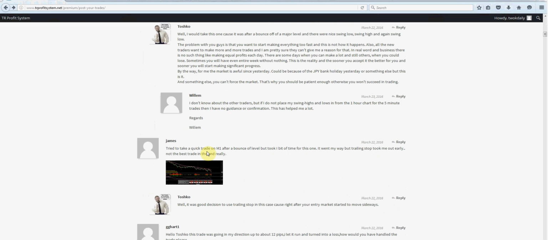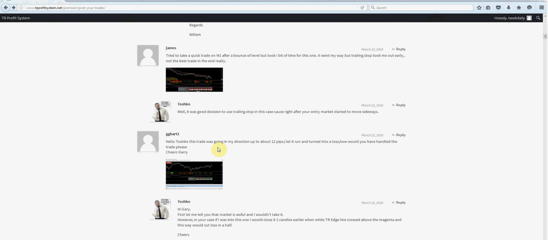Tried to take a quick trade on M1 after a bounce off a level, but took a bit of time for this one. It went my way, but trailing stop took me out early. Not the best trade in the end, really. Hello, Toshko. This trade was going in my direction, up about 12 pips. I let it run and it turned into a loss. How would you have handled this loser?